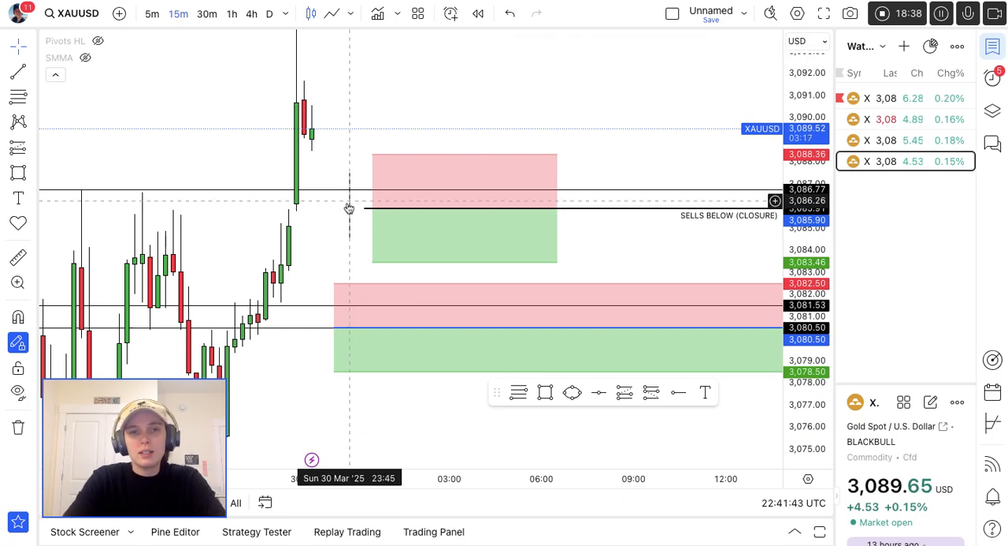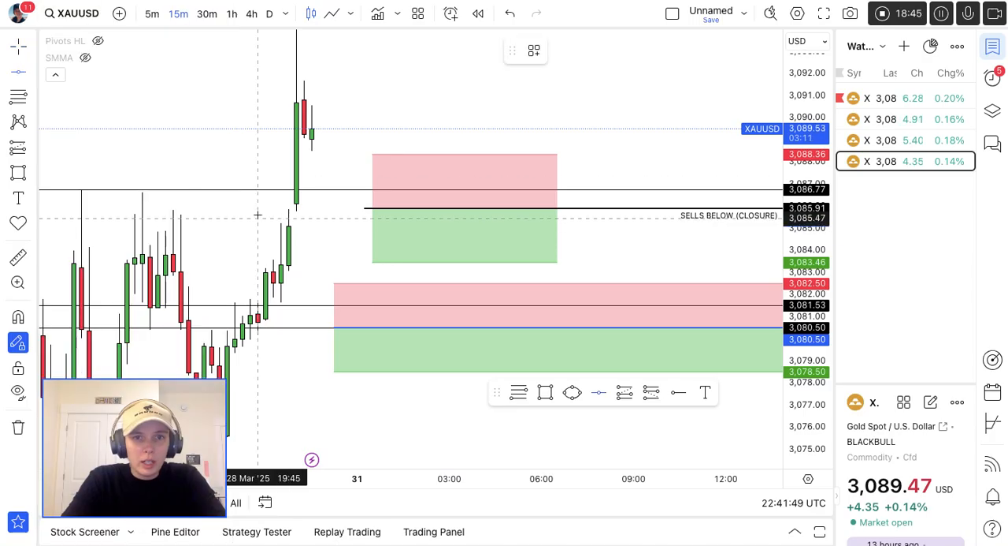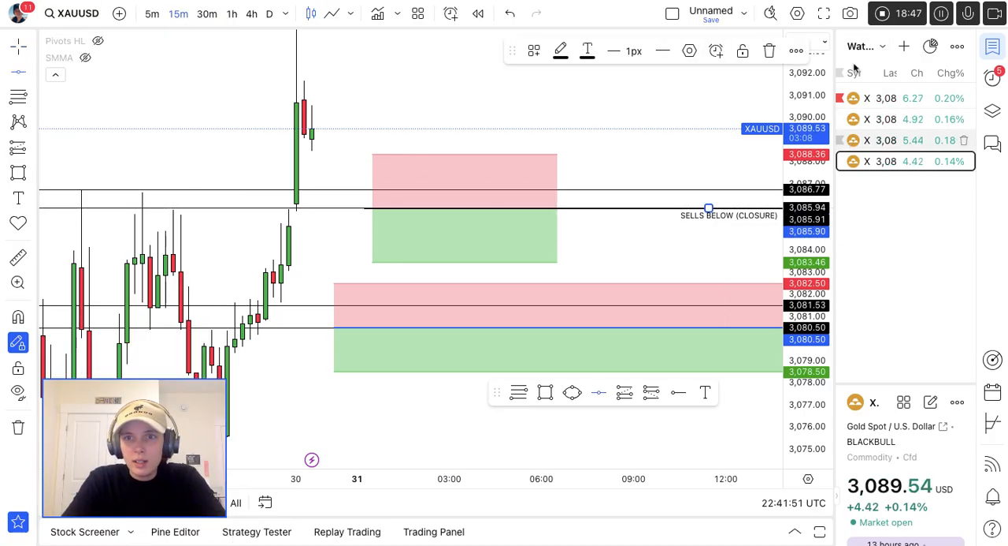Yeah, very exciting, guys. Gold is at an all-time high. I don't typically trade any other pair, as you guys can see on the side here. Gold is my main pair.